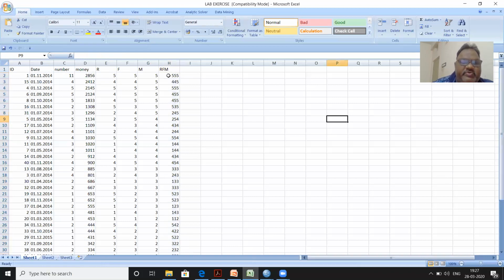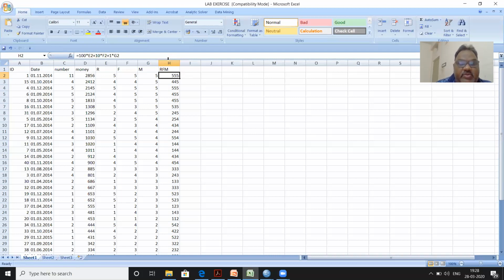Now, if we have 5, 5, 5, what does it mean? 5 means recent customer, high spender, and most frequent visitor. The first 5 means he's a recent visitor, the middle 5 means he's the most frequent visitor, and the third 5 means he's a high spender. So he's a very loyal customer. As a company, we should give more focus to this customer because he's a high spender, a recent visitor, and a more frequent visitor.